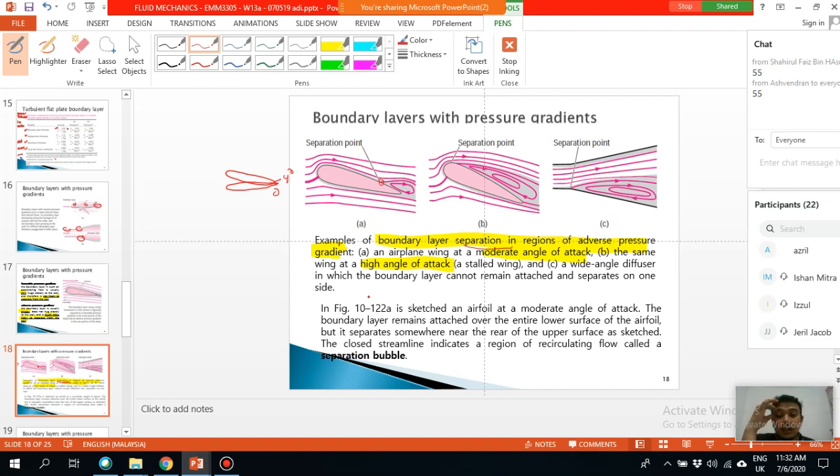So in this case, the boundary layer remains attached to the entire lower body of the airfoil but separates somewhere near the rear of the upper surface, as sketched. The closed streamline indicates the region of circulating flow called the separation bubble. So here we call it a separation bubble. This area is the separation point. Here we call it the separation bubble.